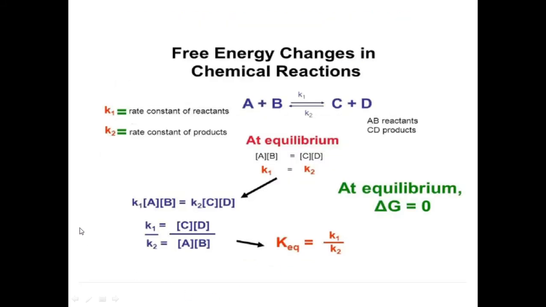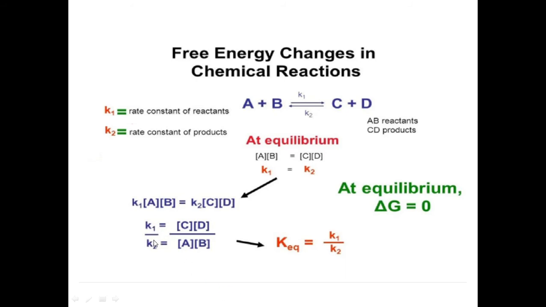For example, take a reaction A plus B gives C plus D as products. Put K1, K2 as the rate constants. At equilibrium, what happens? The rate of the forward reaction becomes equal to the rate of the backward reaction. Then the equation becomes K1 [A][B] equals K2 [C][D]. At equilibrium, what happens? Delta G becomes 0.